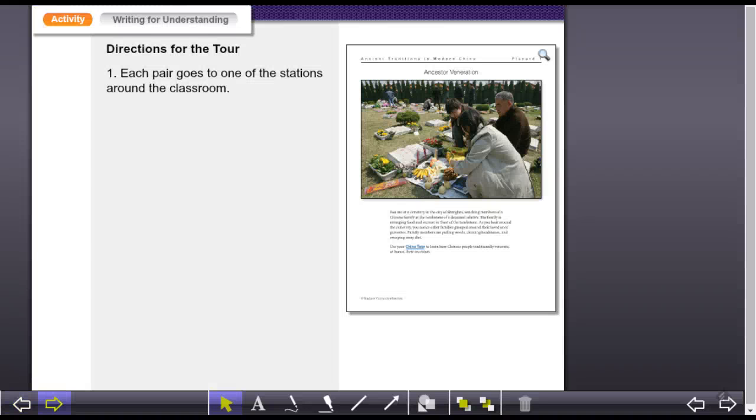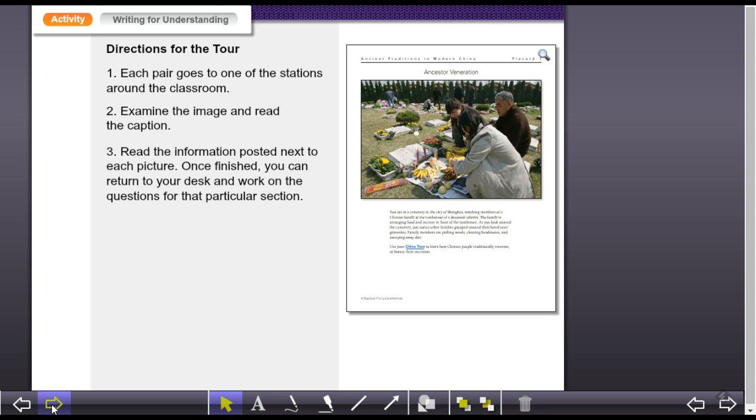If you look around the room, you can see that at the front and the back are a total of 8 different pictures. Each picture explains an ancient tradition in China that still carries over today. Next to each of the pictures is a short information summary on what each of these traditions is. You are going to get a partner, and you are each going to go around to the stations in the classroom. Examine each image and then read the caption of that particular station. Read the information posted next to each picture. Once finished, you can return to your desk and work on the questions for that particular section with your partner.